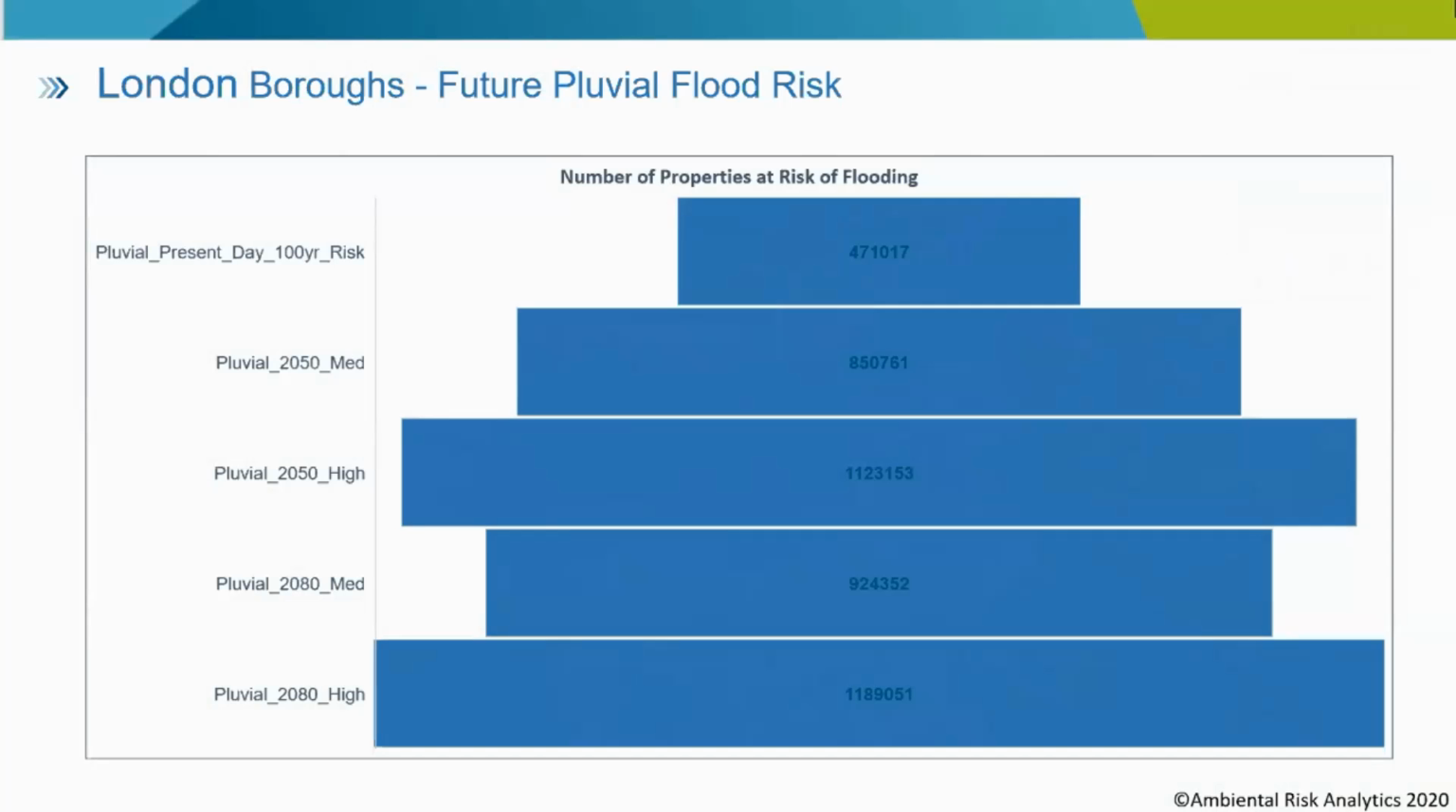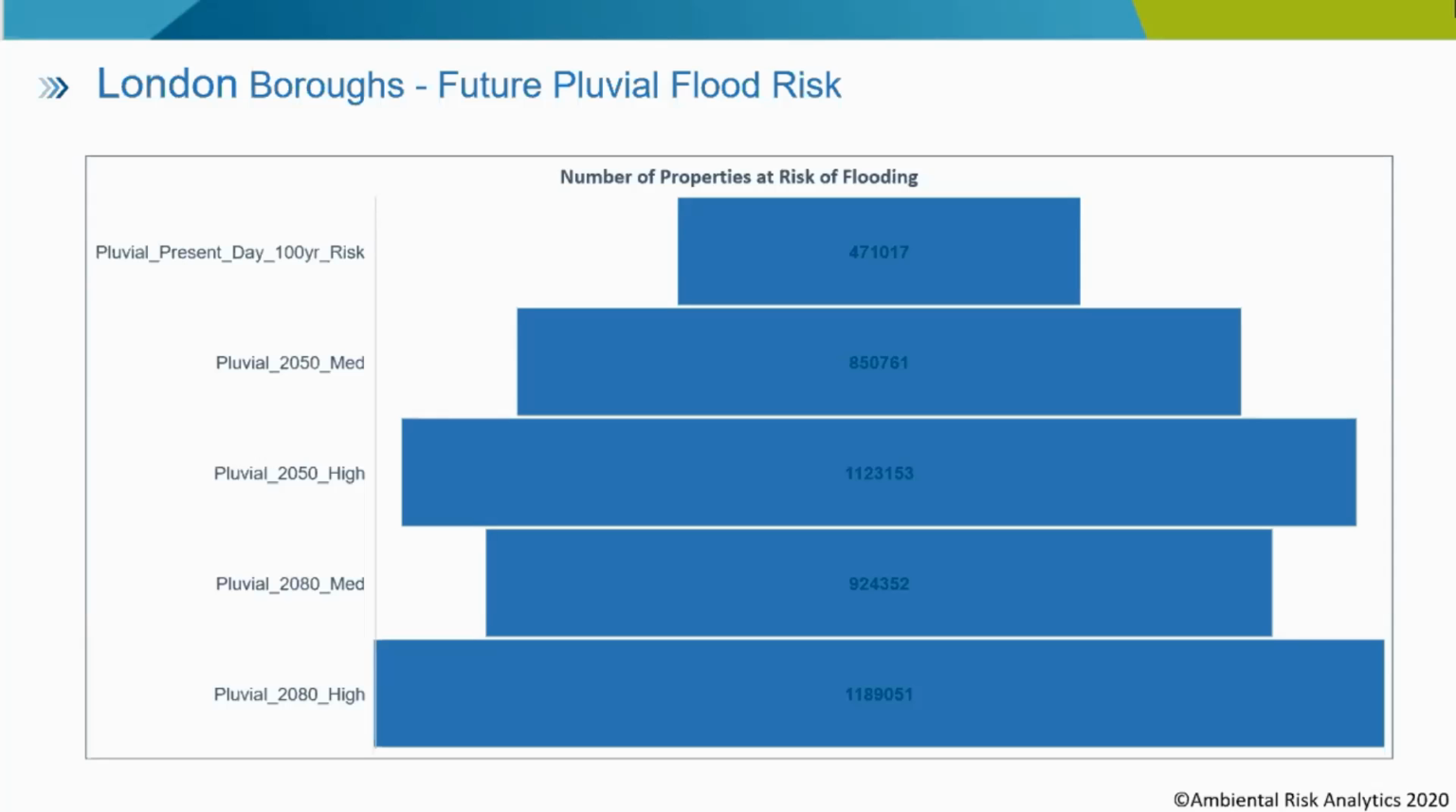Then we projected that for 2050, the medium emissions, and you can see there's 850,000 properties. And for the high, again in 2050, surface water, it's 1.1 million. And then we projected that again to the medium and the high for the epoch 2080. And you can see you're getting up to nearly 1.2 million properties, an increase of potentially 700,000. And this is just the pluvial flooding within London.